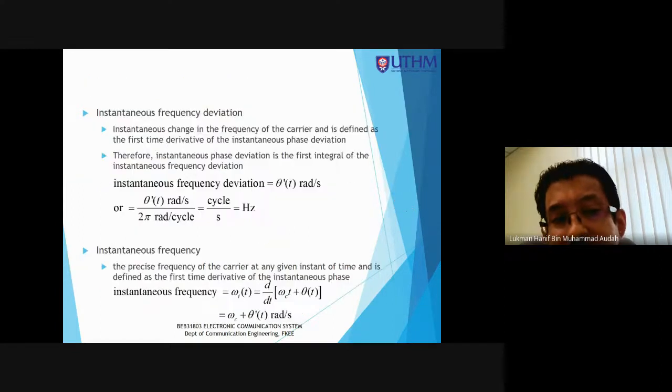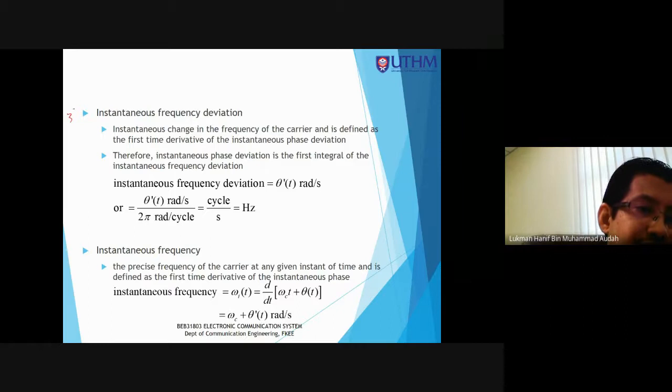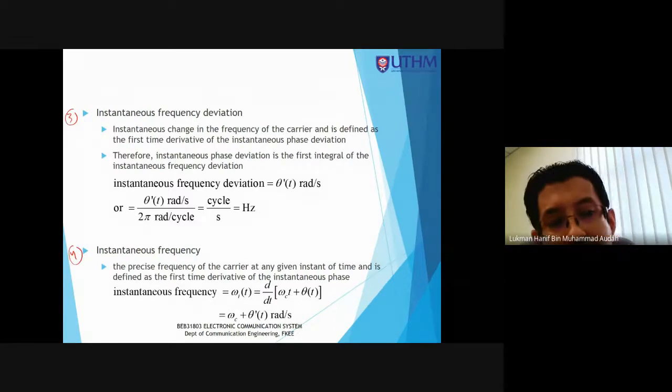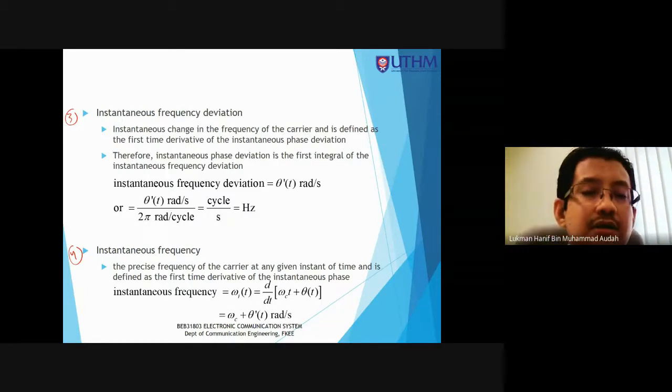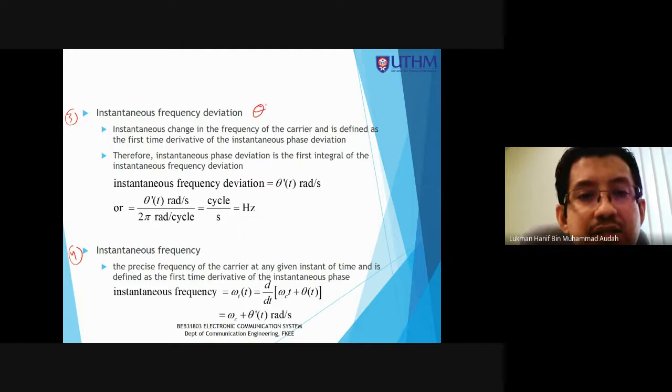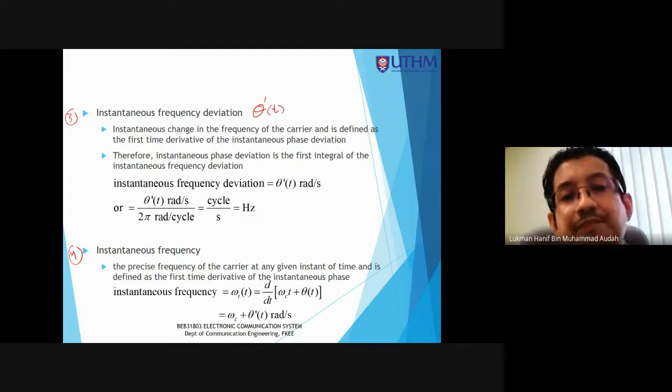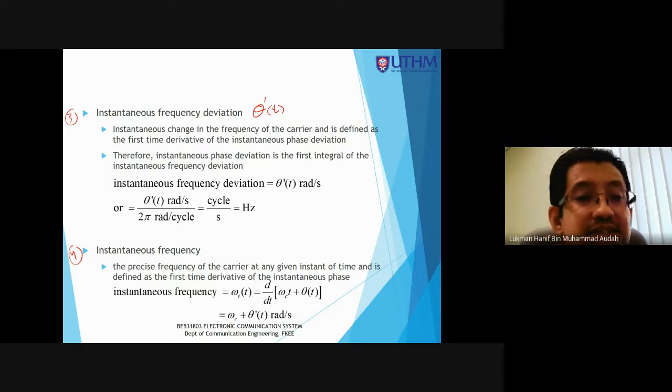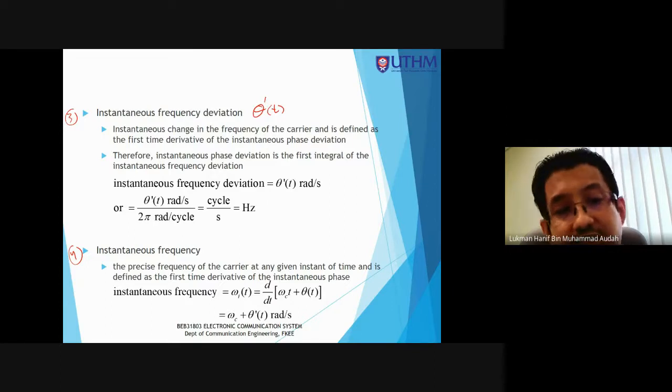Then we want to look at the third and fourth parameter, 3 and 4. Okay. Parameter 3 is the instantaneous frequency deviation. Ini adalah merujuk kepada parameter theta prime t. It is defined as the instantaneous change of frequency of the carrier, defined as the first time derivative of the instantaneous phase deviation. So this is the instantaneous frequency change of the carrier at a given time. So dia adalah kadar perubahan frekuensi carrier dalam masa tertentu.